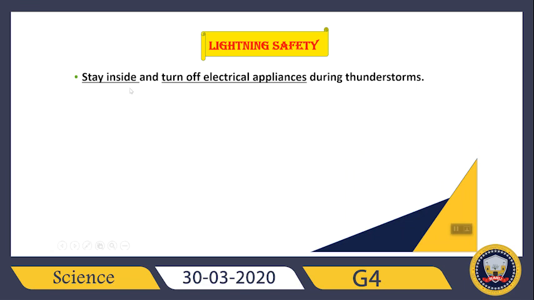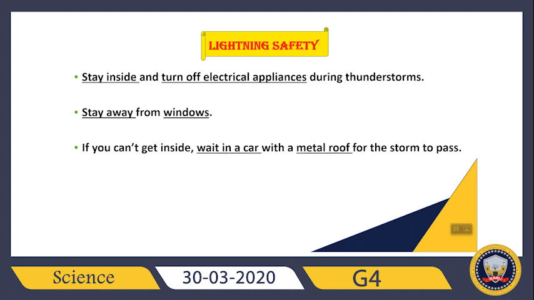Number one, stay inside. If you are in a home or any building, stay inside and turn off the electric appliances during thunderstorms. Any electric equipment, any electric device at home, turn it off. Turn off the television, the washing machine, any electric appliances, and stay inside. Number two, stay away from windows. Don't stand near the window, in order not to be caught by the electric shocks of the lightning. Be careful.